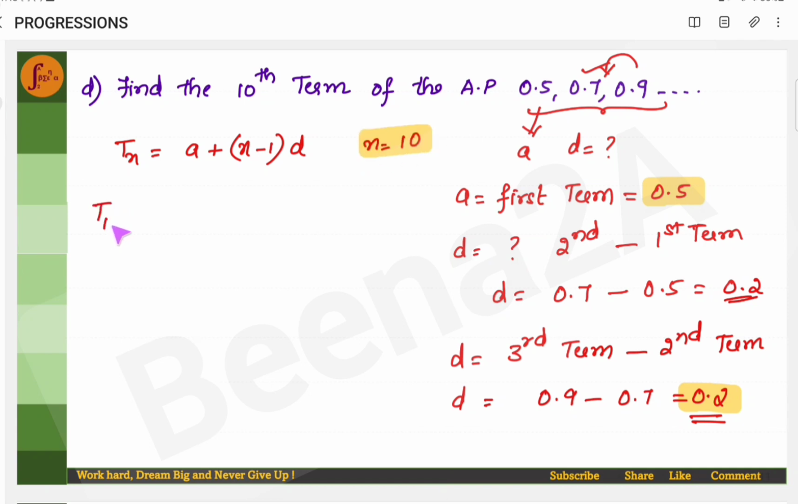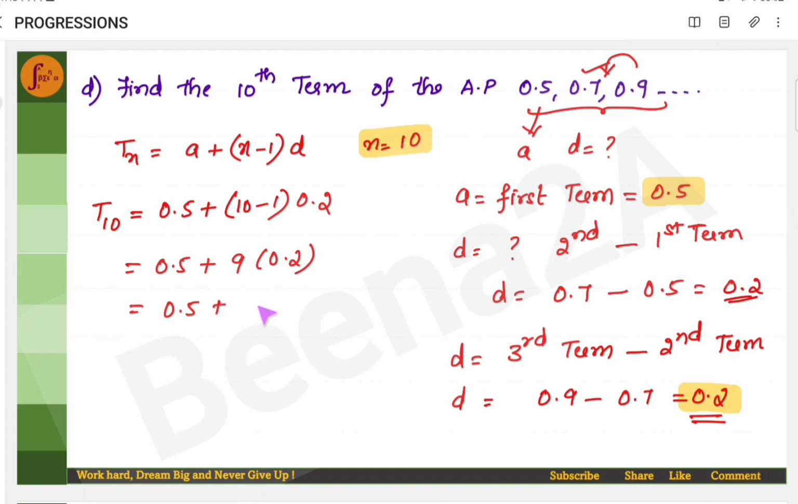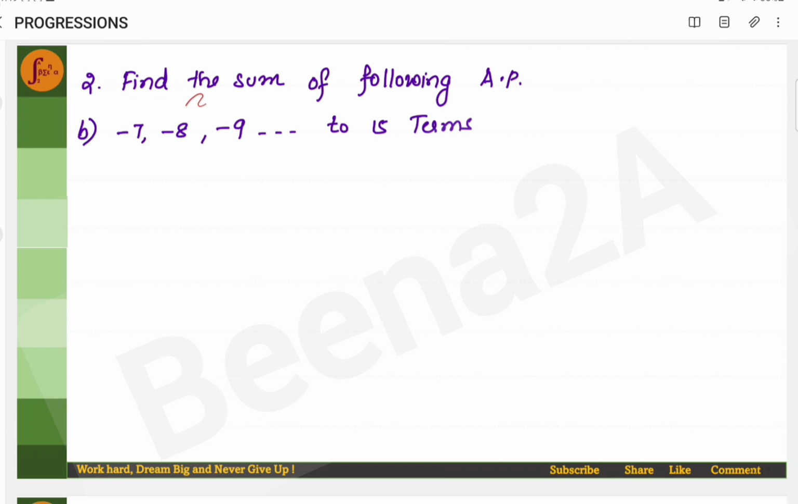So we'll have to write T10 is equal to A. A is 0.5, the first term, plus n minus 1. N is 10, so it will be 10 minus 1 into the difference 0.2. So this is going to be 0.5 plus 9 into 0.2, which is 0.5 plus 1.8. So I'll get 2.3. My 10th term is 2.3.